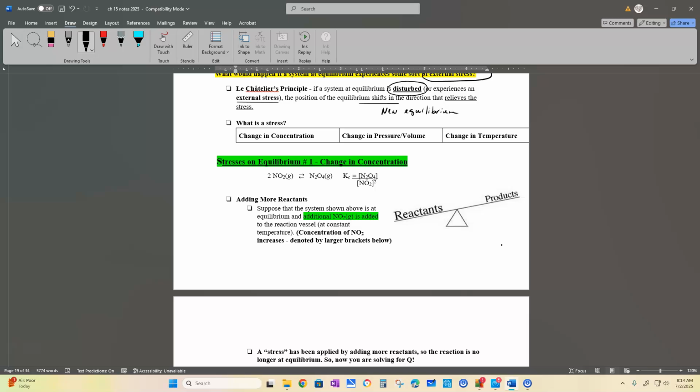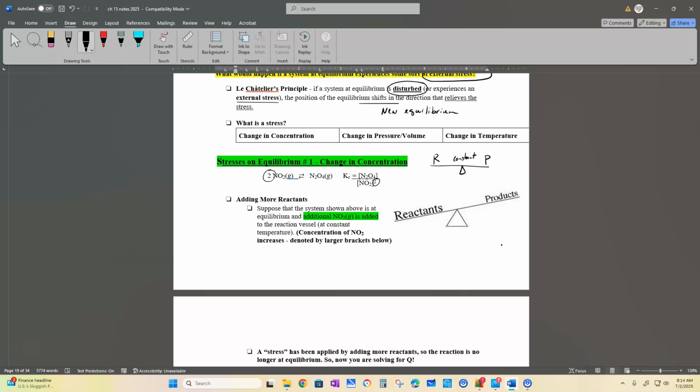Our normal equation that we've been using this whole chapter is 2NO2 produces N2O4. So we know our Kc, our equilibrium constant, is products over reactants, and because there's that 2 in the equation, we're going to have that exponent of 2. Let's say we add more reactants. Remember, at equilibrium, we want our reactants and products to be constant, not the same, constant. We want both rates to equal each other. But what happens if you add more reactants?